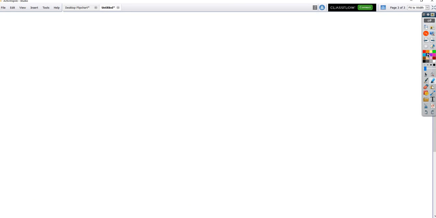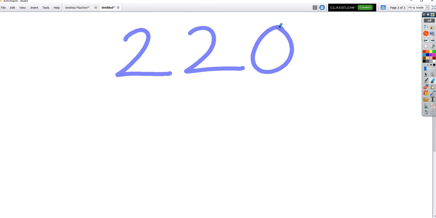Let's try another one. How about 220? Yep, that's the number 220. What would it look like if we were going to draw it in blocks? Good. Are we going to draw any ones? No, there's no ones in this one. There's 0, so I'm not going to draw any ones. How many tens am I going to draw? Good. I just need 2.